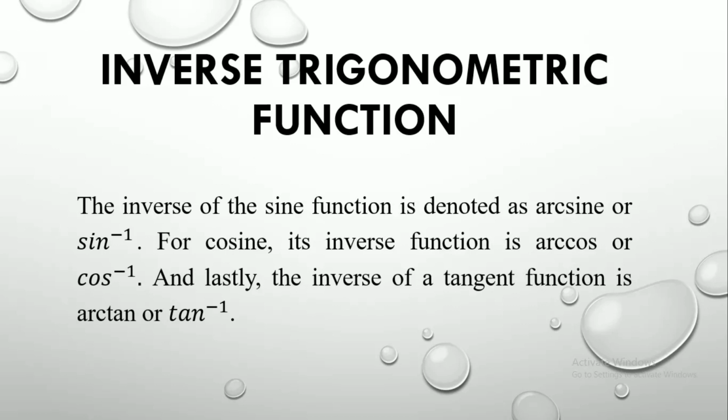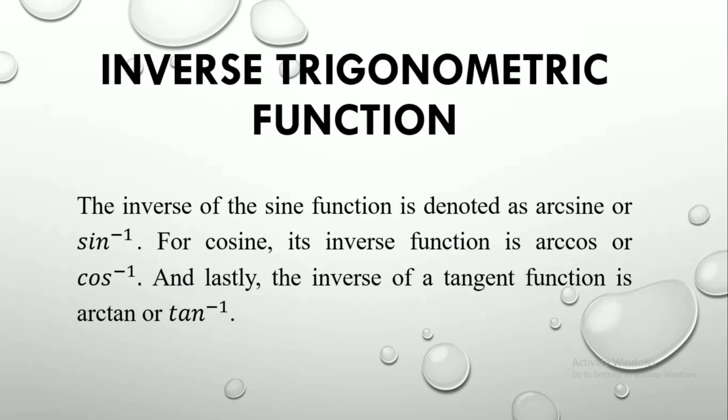Let's move on to the main topic. We have here the inverse trigonometric function. What we mean by inverse is that we literally reverse, or do the opposite of, finding the trigonometric ratios in order to find the angle of a right triangle.